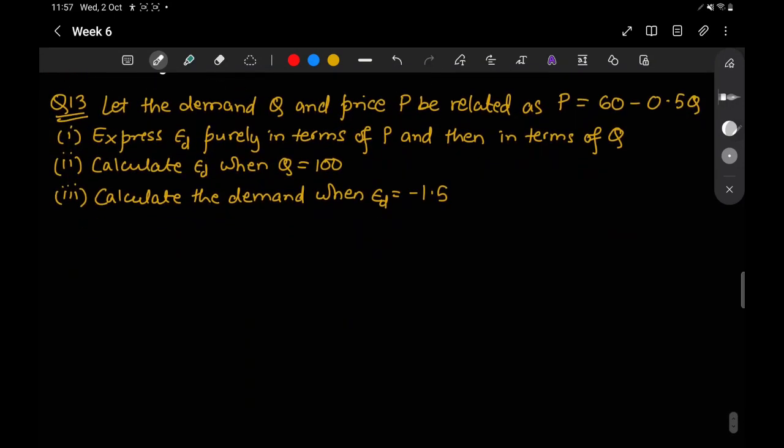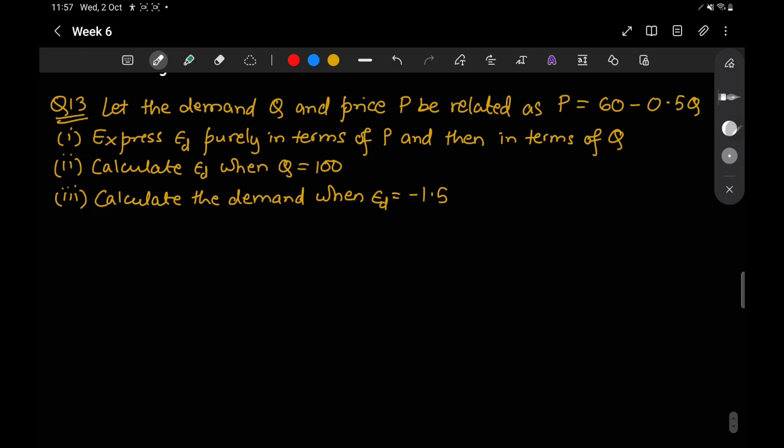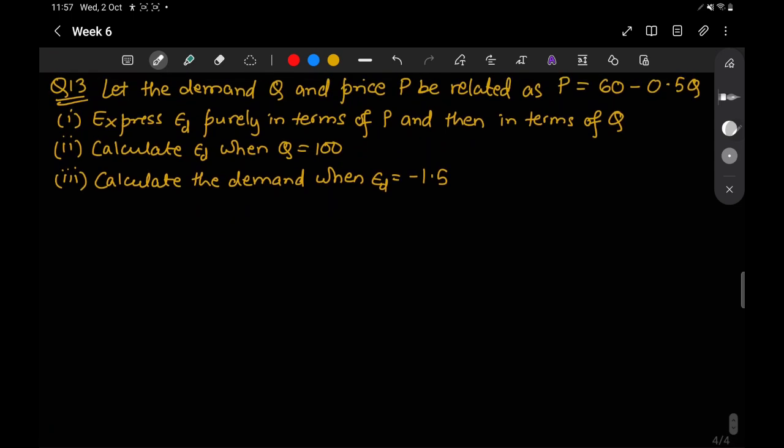Finally, the last question for the day. Let the demand Q and price P be related as P equals 60 minus 0.5 Q. The three parts are: express epsilon D, which is the elasticity of demand, purely in terms of P and then in terms of Q. Calculate epsilon D when Q equals 100, and calculate the demand when epsilon D equals negative 1.5. So take some time to solve the question and then we will discuss. This is the last question for today.